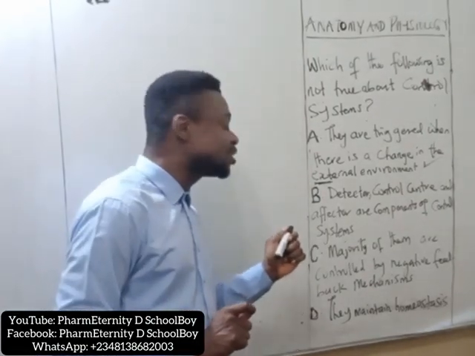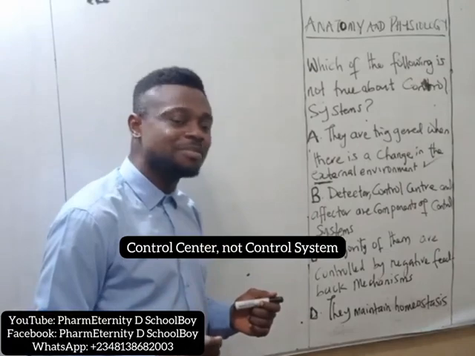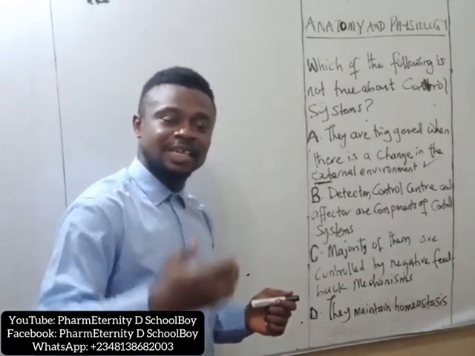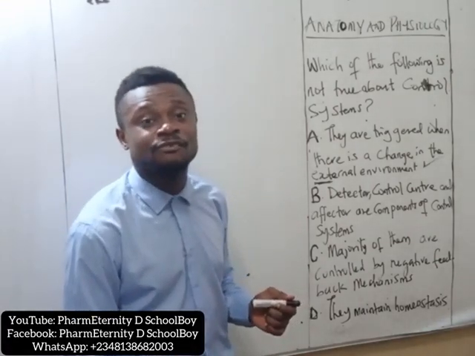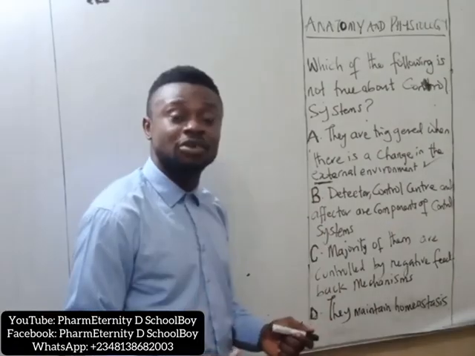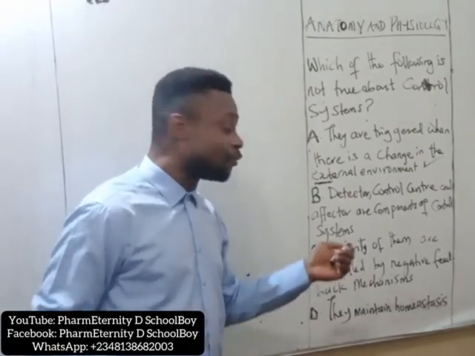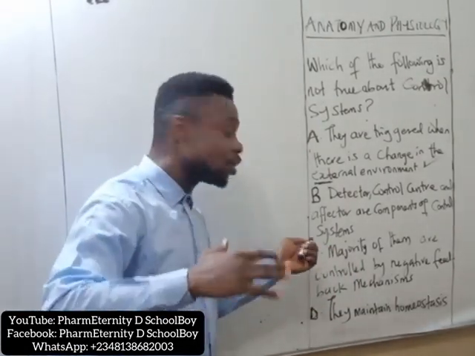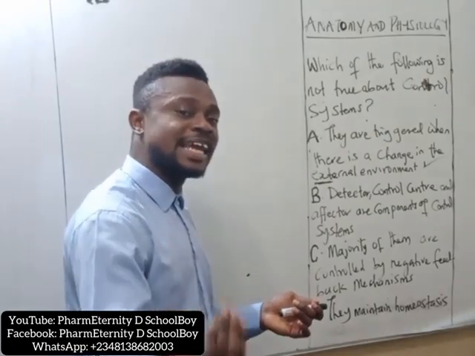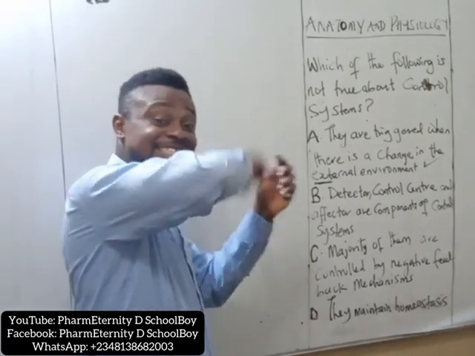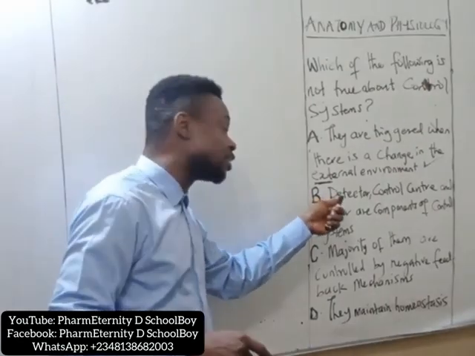Now, when the detector detects the change, it sends a signal to the control system. The control system will get the signal, interpret it, and know exactly what it needs to do. If it's one that requires negative feedback, it will send a signal to the effector. The effector is one that will now restore, for negative feedback, the change to normalcy by bringing up a response that negates the initial stimulus that was detected by the detector.